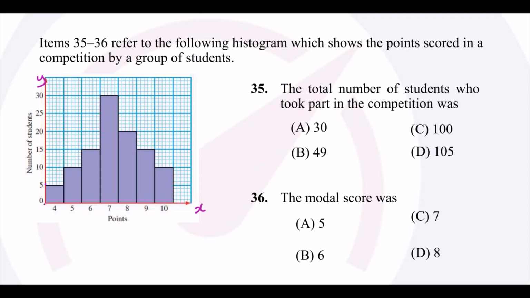Alright, so the total number of students who took part in the competition was 5 here, 10 here, 15 here, and 30 for 7. 30 get 7 points, 20 of them get 8 points, 15 get 9 points, and another 10 get 10 points. Alright, so we add up all of that: 5 plus 10 plus 15 plus 30 plus 20 plus 15 plus 10.